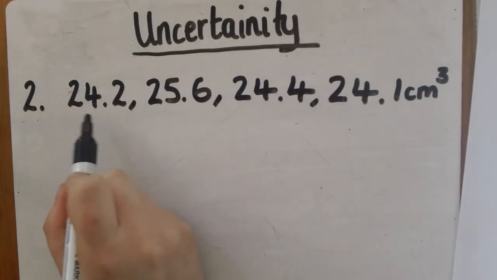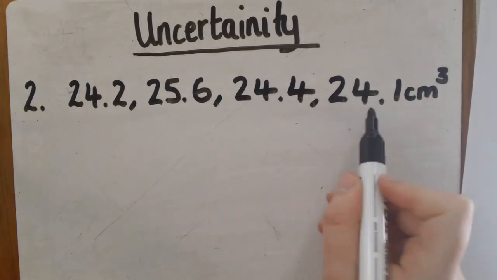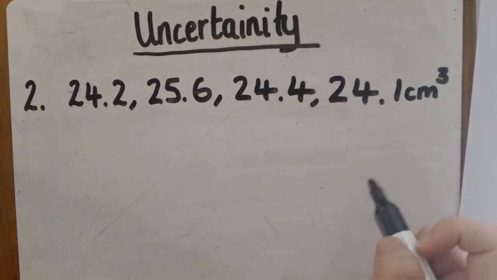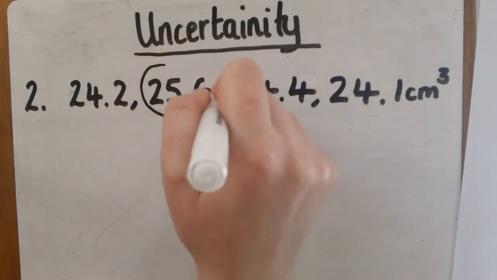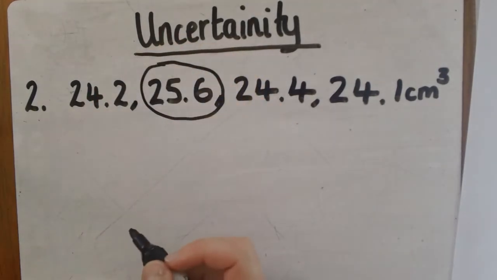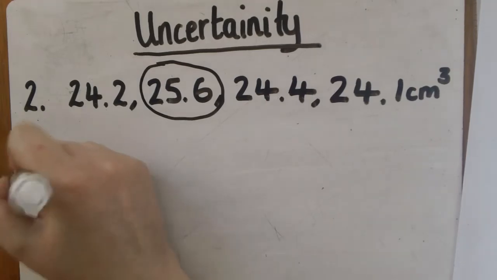So here we have 24.2, 25.6, 24.4 and 24.1 centimetres cubed. Now here we can see that this one, our 25.6, is an anomaly. So what we're going to do is we're going to circle that anomaly and then we're going to ignore it when we calculate our uncertainty and mean.